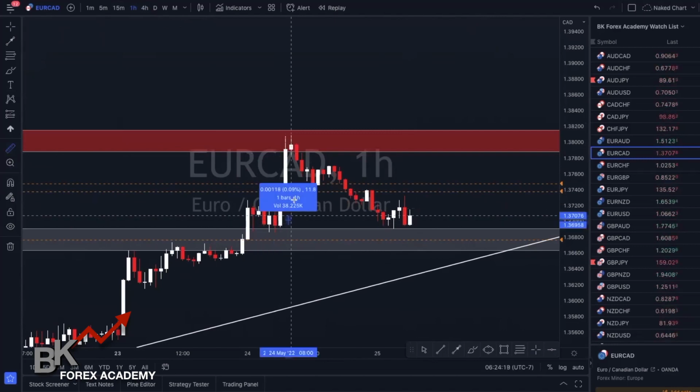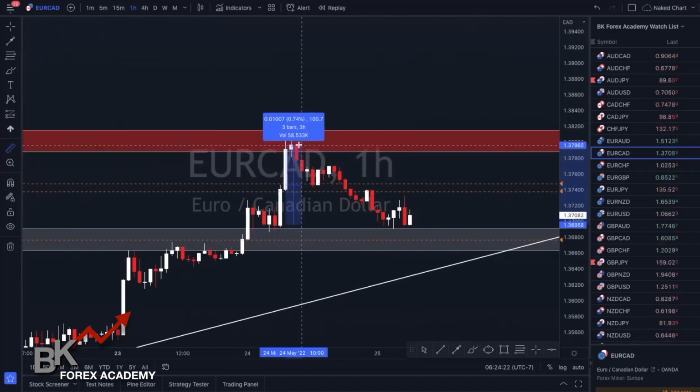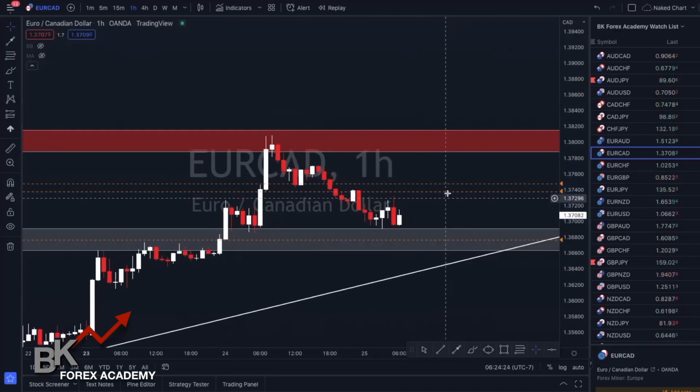I was able to get in at the bottom of the support zone, and I'm going to take it back to this resistance. But right now, it's definitely moving in my favor.